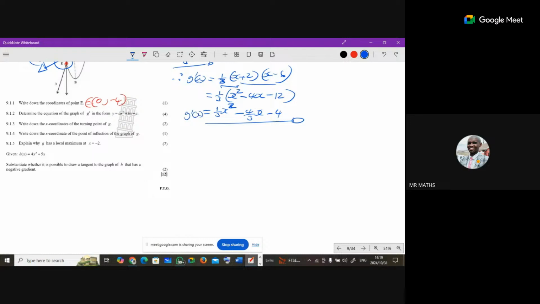Okay, so now we have our equation. Remember, they don't want the equation of g prime, they want g of x. In 9.3.1, they are saying write down the x coordinate of the turning point. Now they want the x coordinate of the turning point of g, note, not g prime. Are we together?